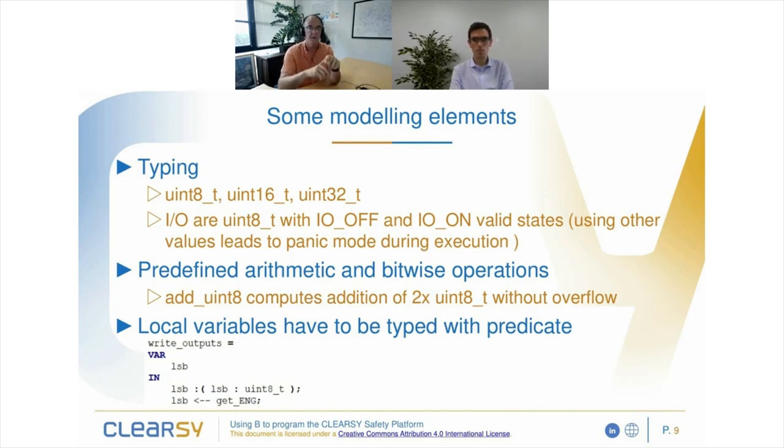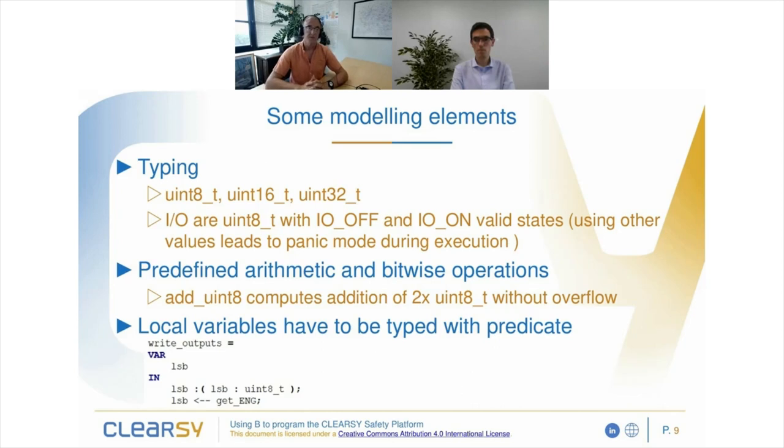So we have IO off and IO on that are the valid states for the inputs and outputs. And if you try to use other values to set an output, you get a panic, but we'll see this later on. We have a number of predefined arithmetic and bitwise operations.